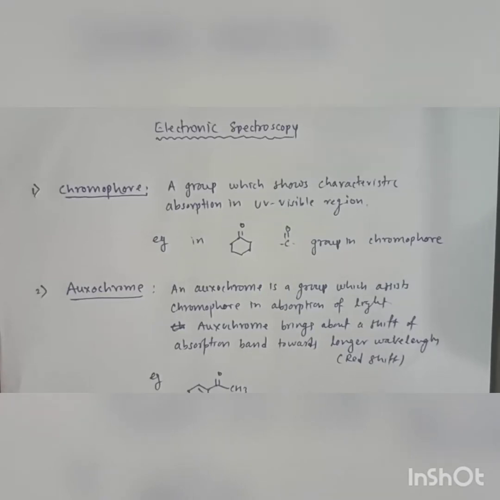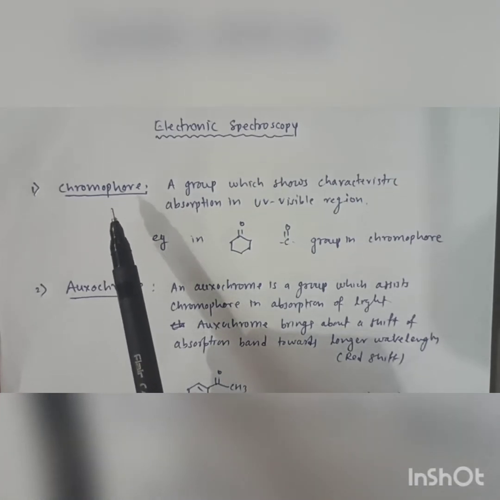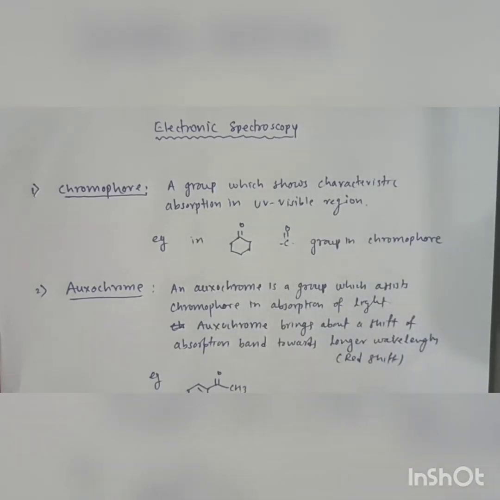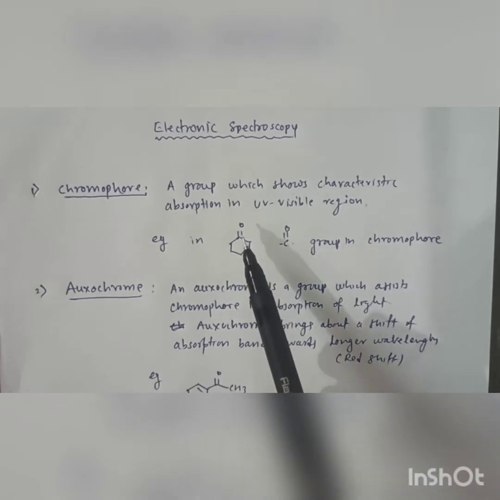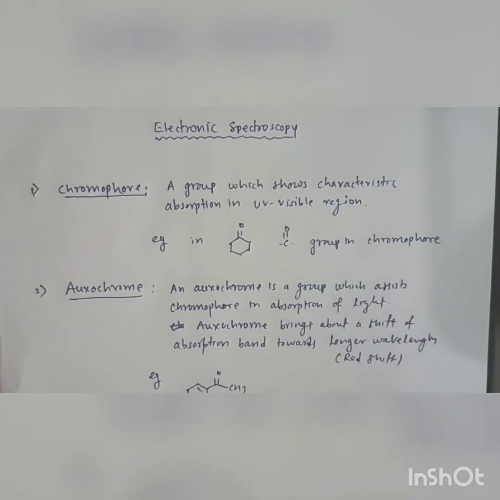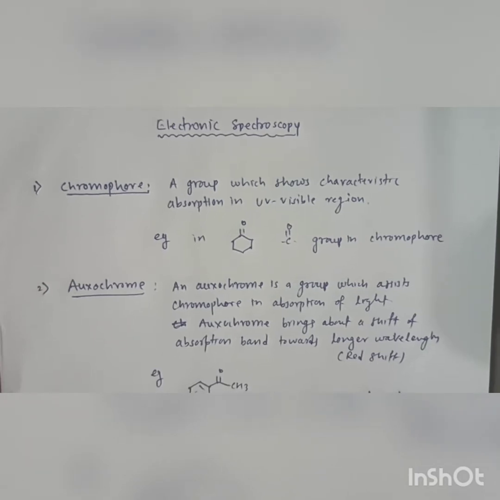Dear students, today we will discuss important terms in electronic spectroscopy. First one is chromophore. Chromophore is a group which shows characteristic absorption in the UV visible region. It means that such a group which will absorb light or radiation is called a chromophore. For example, in case of cyclohexanone, the carbonyl group is a chromophore because it will absorb radiation. So it is simply a group which is responsible for absorption of light.